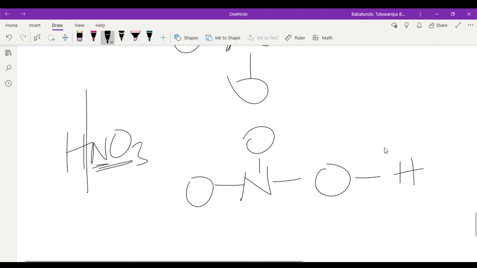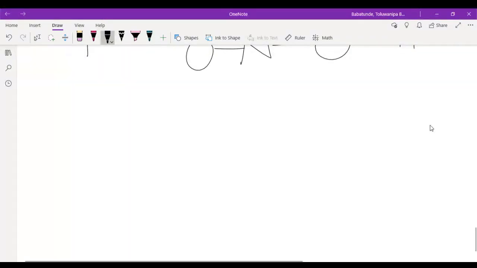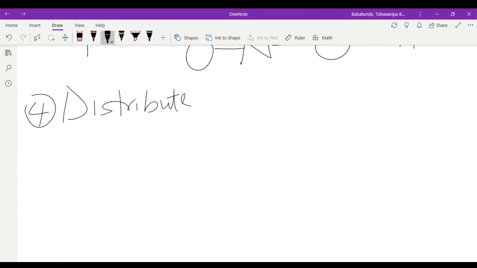Okay, so the third rule is to distribute all the valence electrons. The valence electrons that we calculated at step 1, we're going to distribute all these electrons.